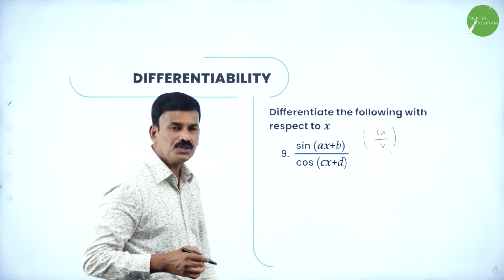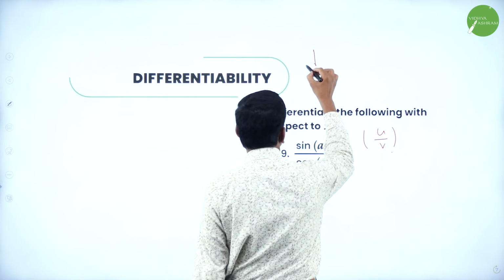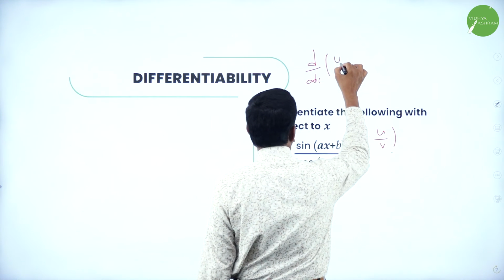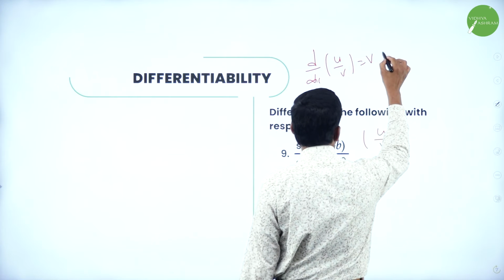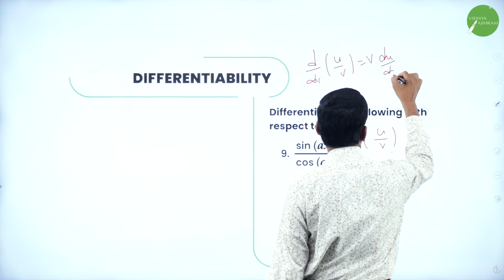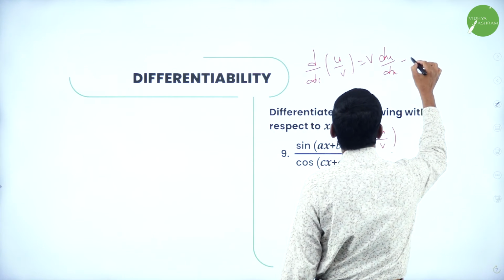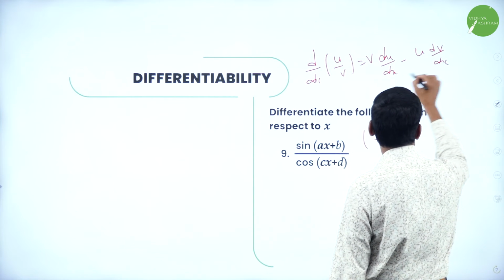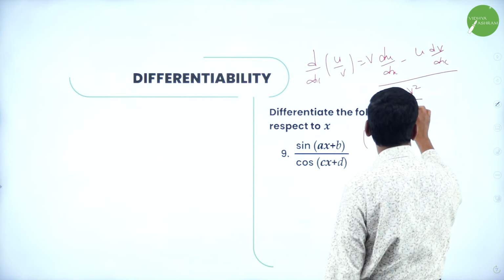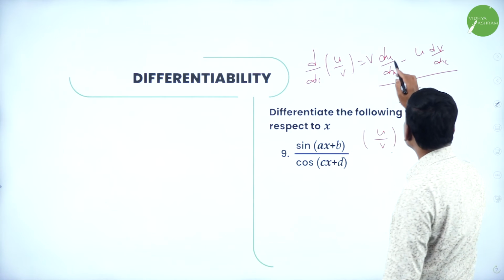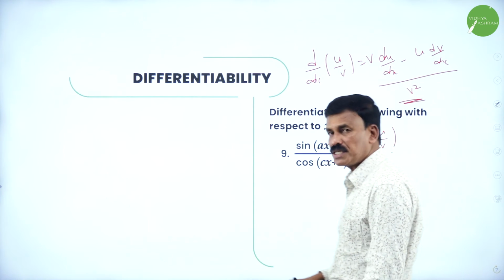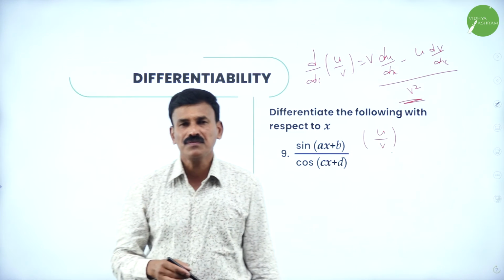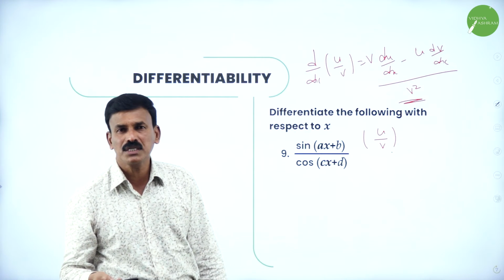What is the formula for u by v? The derivative of u by v, numerator by denominator, is v into du by dx minus u into dv by dx, divided by v square. This is the formula: denominator into differentiation of numerator minus numerator into differentiation of denominator, divided by denominator square.